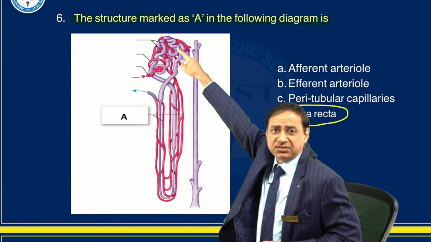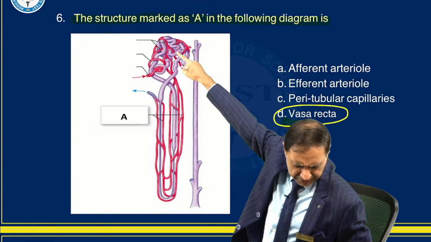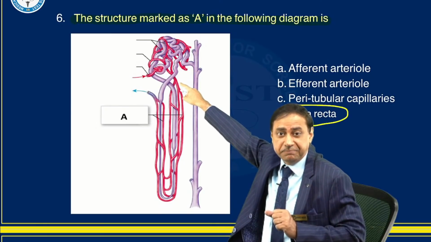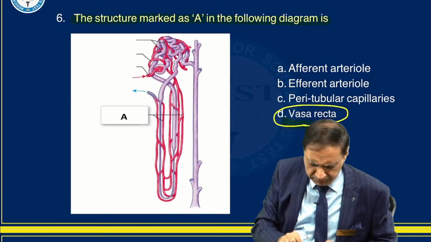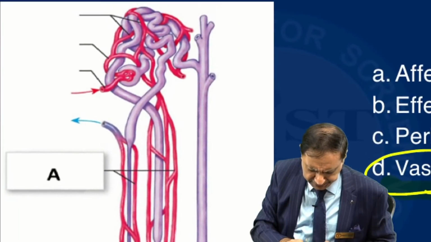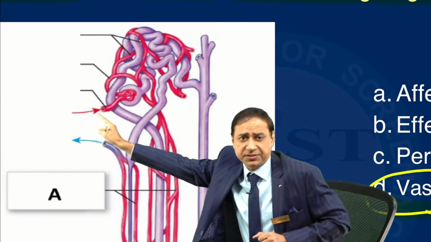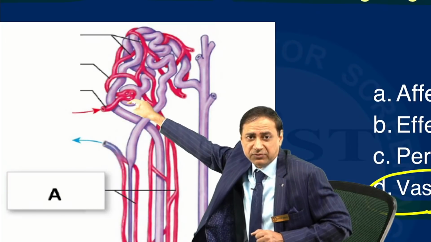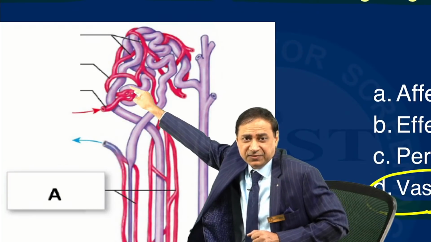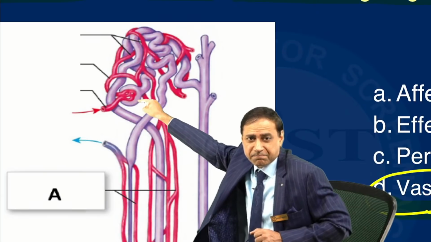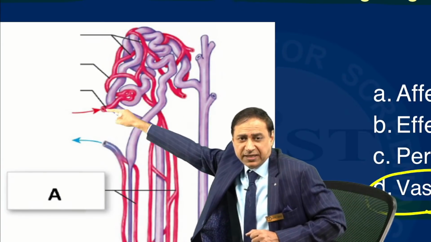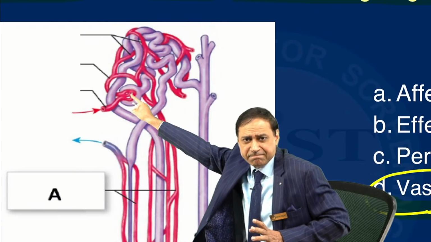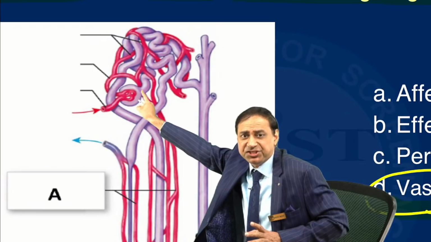These red colored structures, what are they? These are peritubular capillaries. If you see it carefully here, you can see the blood flow. Blood is entering into the glomerulus. This is the glomerulus. This is Bowman's capsule. This is the afferent arteriole, entering into the glomerulus. This is Bowman's capsule where we have the GFR.